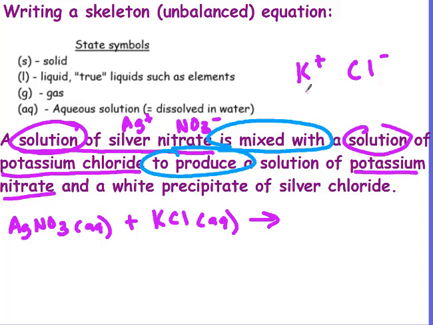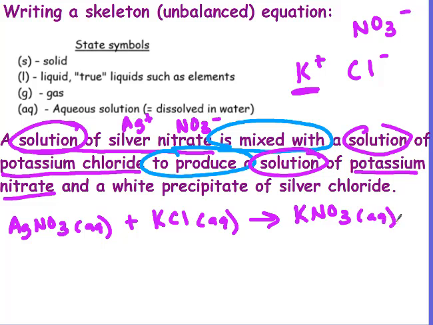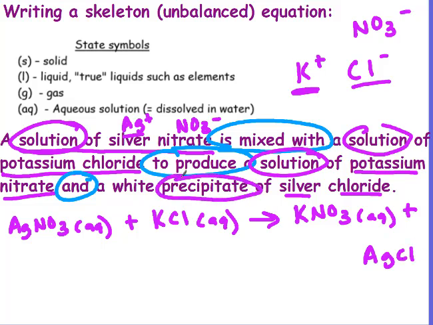Potassium nitrate. Well, we know potassium is K with a +1. And we saw a second ago nitrate is NO3 with a negative. So that's KNO3. And again, it's a solution. So that's aq. Then it says and. So and is going to be our plus sign. Silver chloride. Silver is Ag with a plus, and chloride is Cl with a negative. So AgCl. And it's a precipitate. Precipitates are going to be solids.